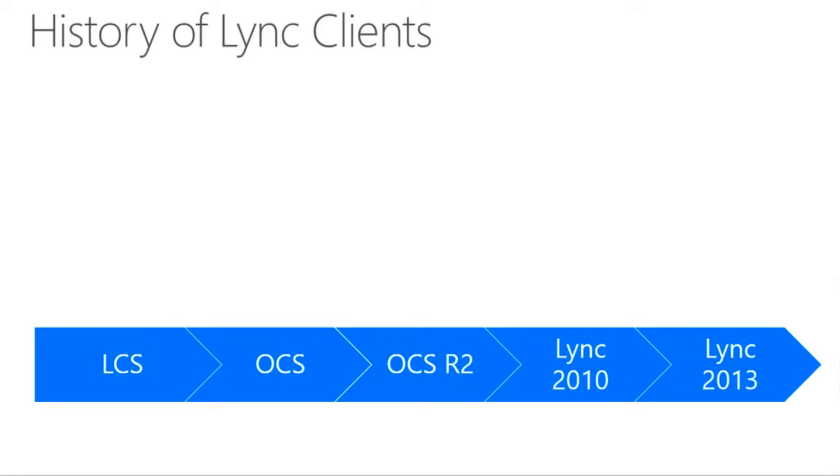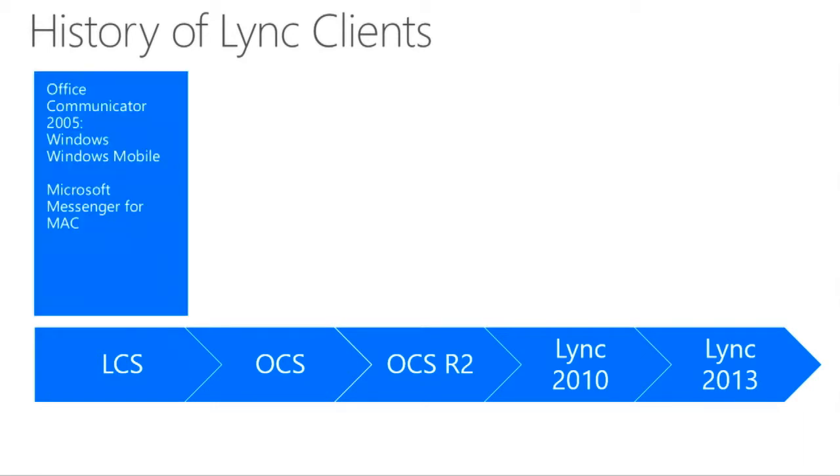So we started, of course, before Live Communication Server because we had some kind of functionality in Exchange 2003. But as a separate product, we started with Live Communication Server, and we released Office Communicator 2005 for Windows Mobile. And we released a very interesting client, Microsoft Messenger for Mac. It worked with Macs starting from version number 6.